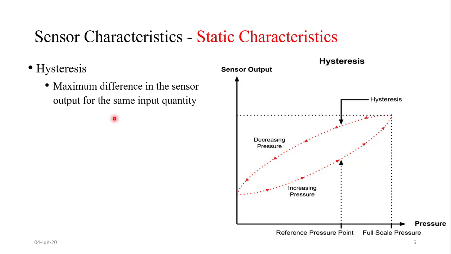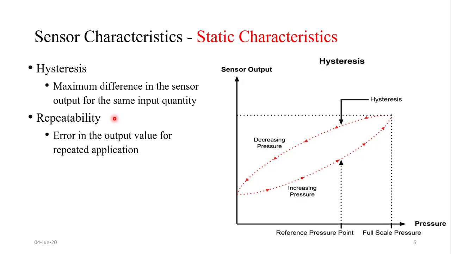We want the hysteresis to be minimum in the case of your sensors. Otherwise, what would happen? You are saying something and the sensor is reading something else. Correct? So we do not want that. Hysteresis is the maximum difference in the sensor output for the same input quantity. If you keep the pressure the same but your output comes different, the maximum difference is called your hysteresis. We want that to be minimum.